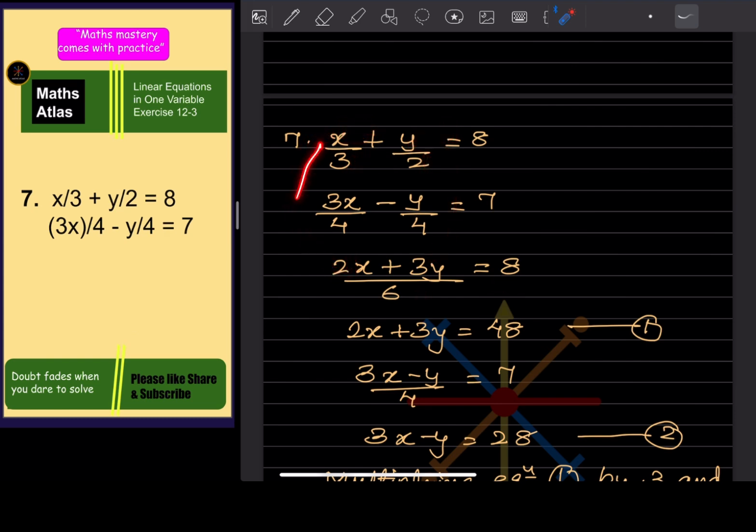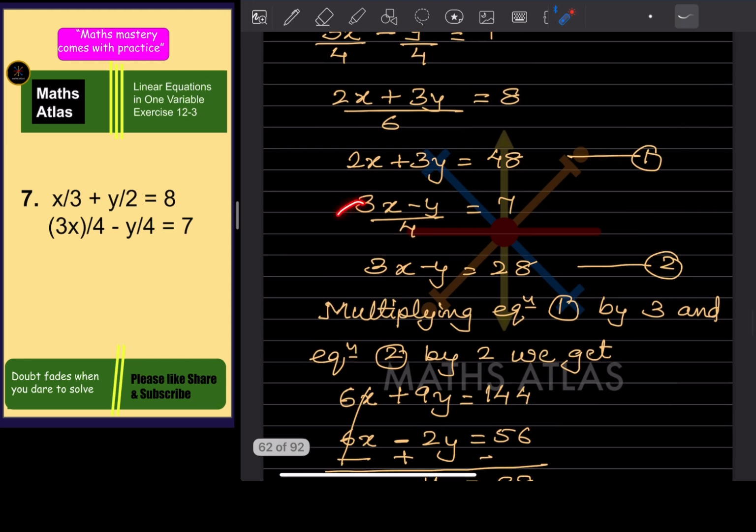So now 2x plus 3y we keep as it is. The 6 will go on the other side, that is going to be 48. This will be equation number 1. Now here you can see 3x minus y, the denominator is 4. So we'll keep it as it is, equal to 7. So 3x minus y is going to be 28. So this is equation number 2.